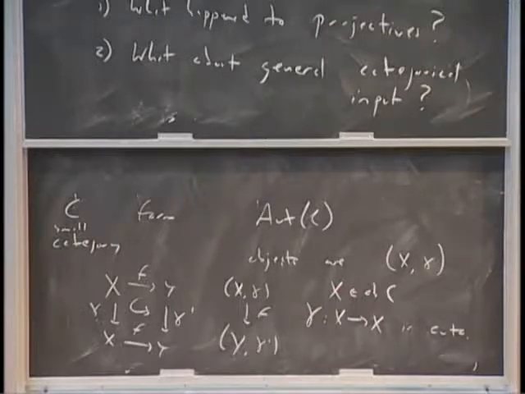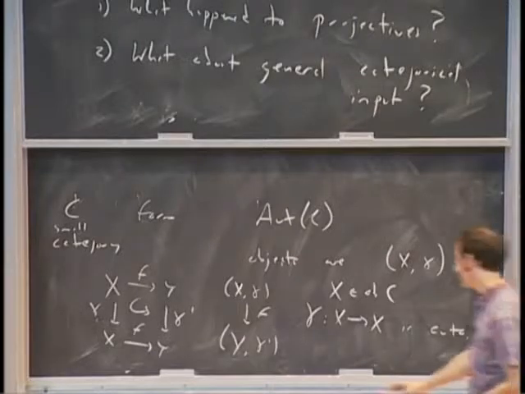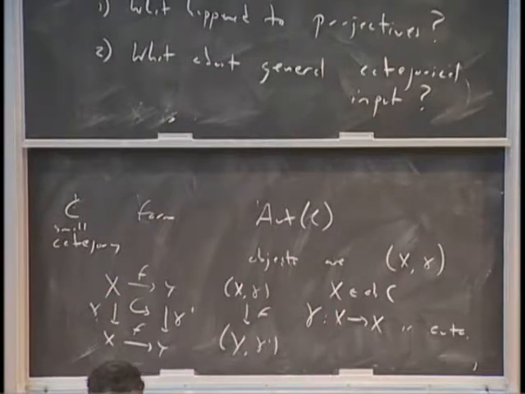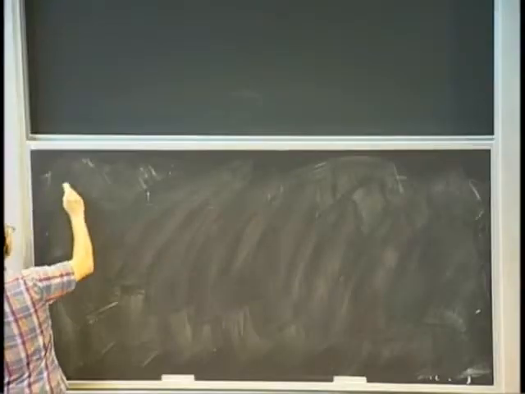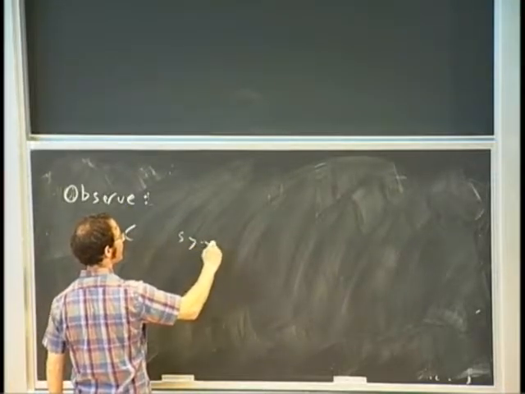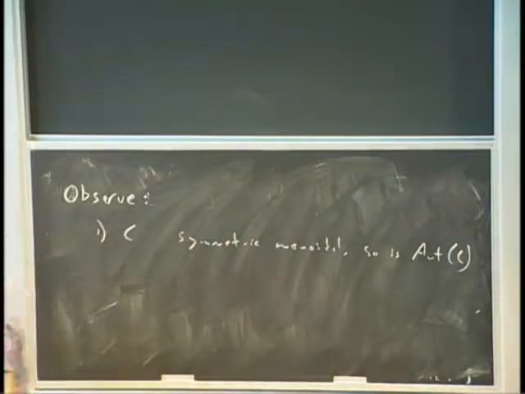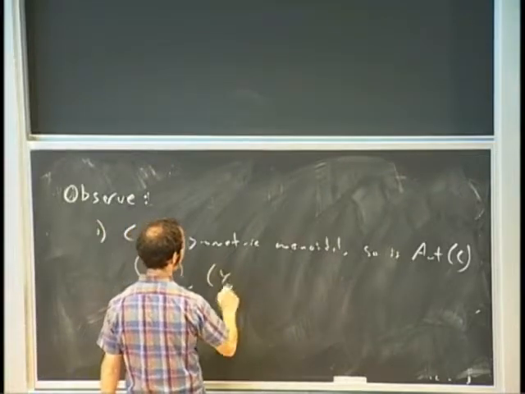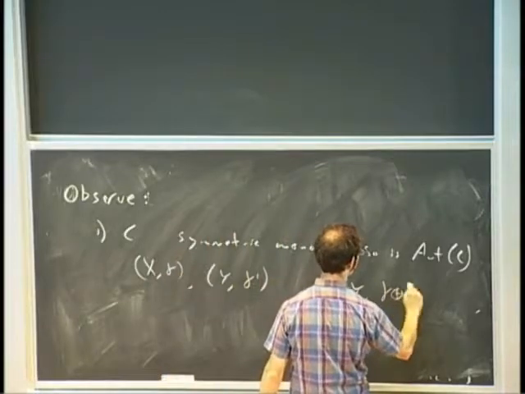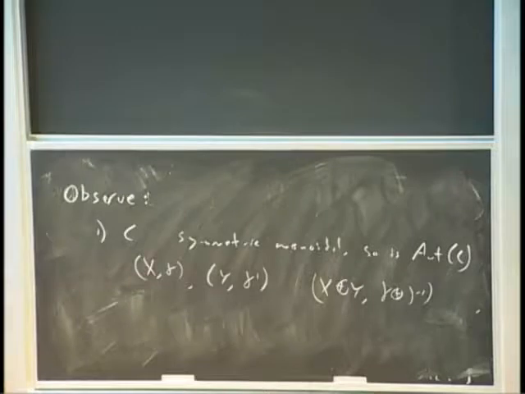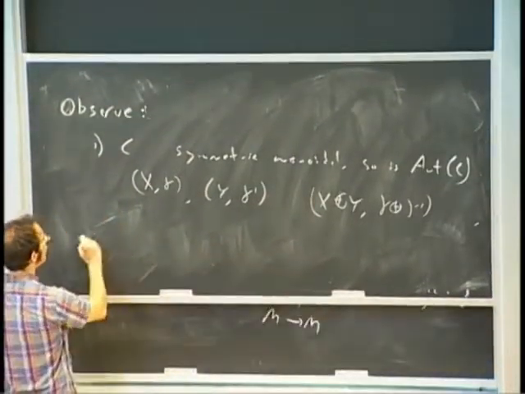So I'll say a bunch of things about this construction, but let me start by saying two salient ones. OK, so two observations to make. One, if C was symmetric monoidal, so is Aut C. Add the modules, add the automorphisms. So we have (x, gamma), we have (y, gamma prime), now we have (x plus y, gamma plus gamma prime). So we inherit the structure of the symmetric monoidal product.